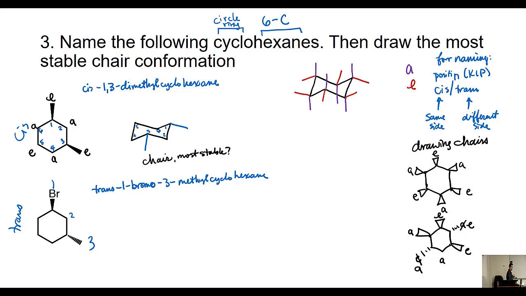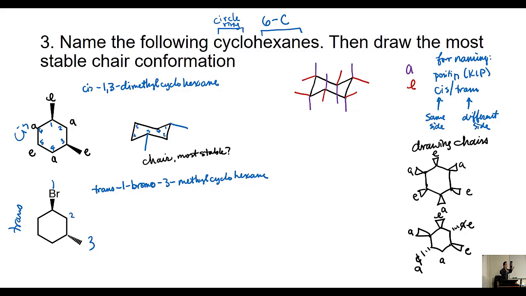Why? So they don't interfere with each other. Yeah. So if you guys look, do you guys see how equatorial is all pushed out? Right. And axials are like a little more bunched up together. So equatorial, when they're pushed out, is more favored.